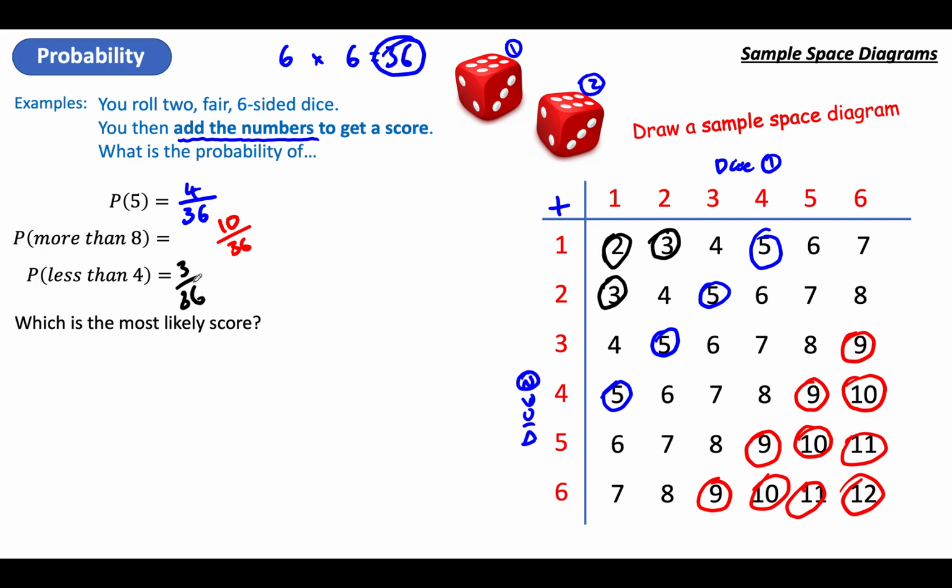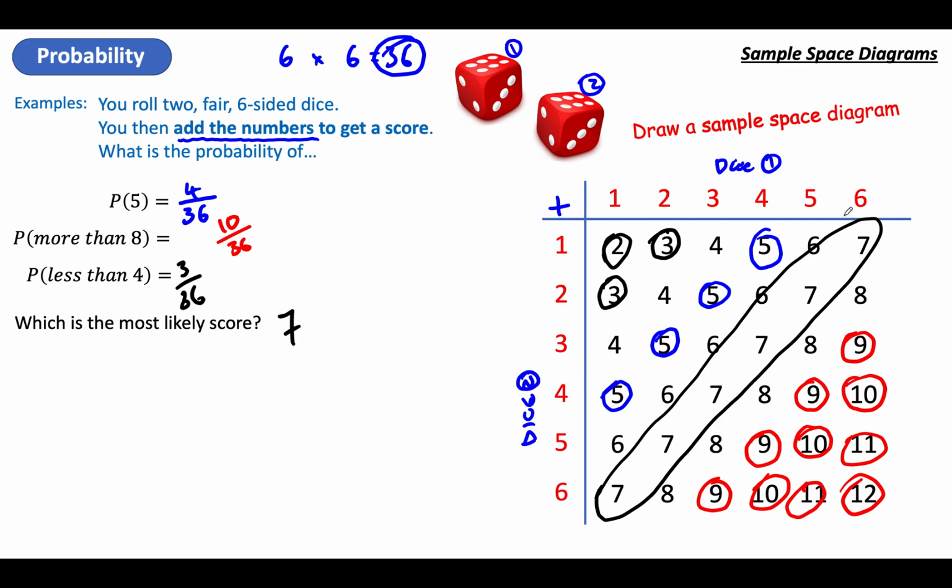of 12. Right. Now, what's the most likely score? Right, we need to see the result that comes up the most. And there are 5 6s, there are 5 8s. But this one in the centre here is the one that actually seems to come up the most. 7 is the most common number when you roll 2 dice together and add the score. So 7 is the most likely score.